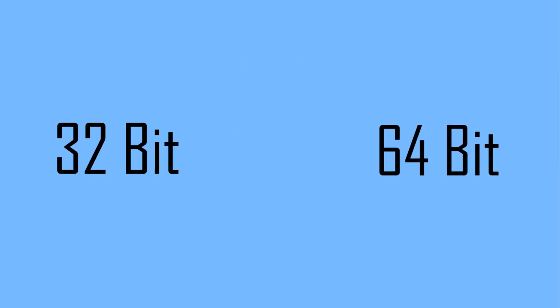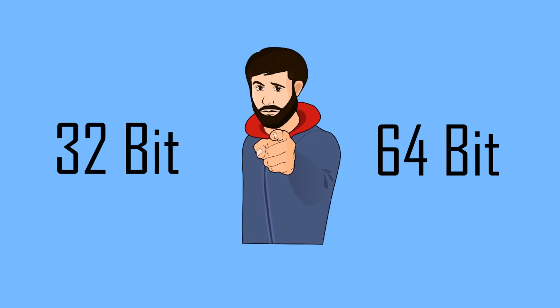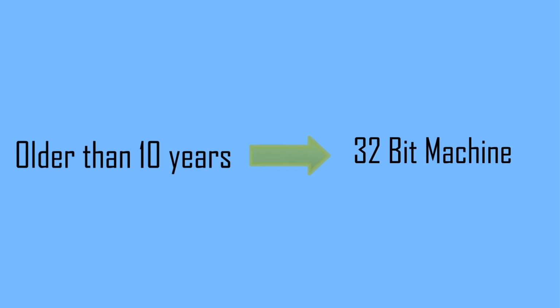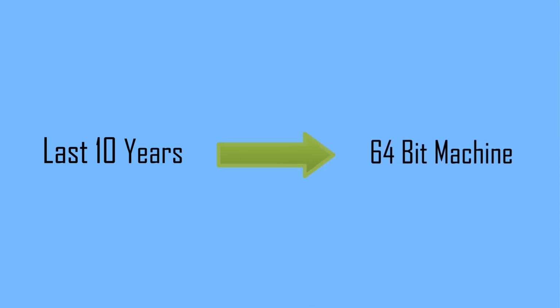Now here comes the question: 32 or 64-bit, which one are you using? If you're using a computer older than 10 years, chances are that you're using a 32-bit machine, but if your computer was manufactured within the last 10 years, it's almost confirmed that you're using a 64-bit machine.